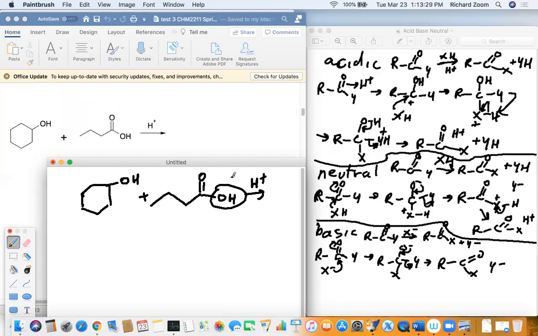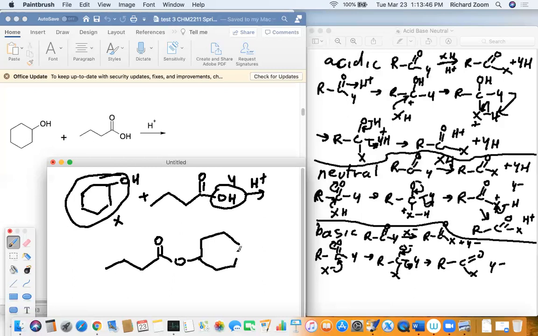So there's your Y group. There's your X group here. And then the product is going to be the X replacing the Y. So this is what I'm trying to show you, just trying to convince you of the fact that they're all following this same kind of pattern, or a lot of them are. Does anybody have any questions?